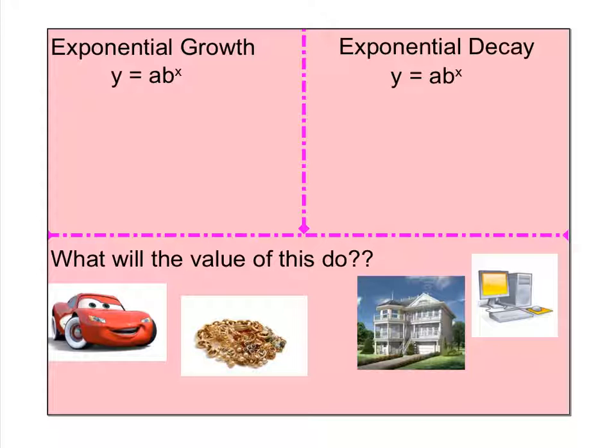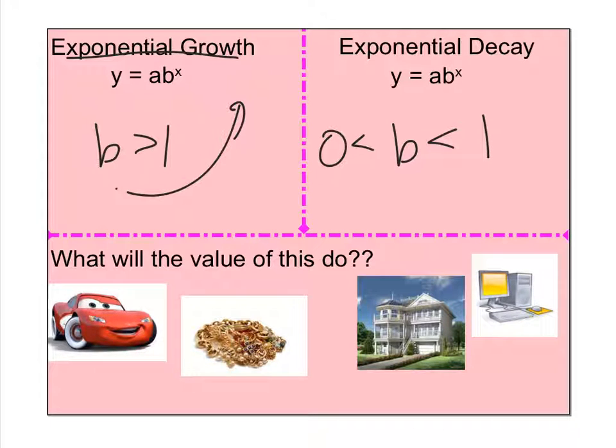So growth is going to be if b is greater than 1, and decay is going to be if b is less than 1 but bigger than 0. Growth means it's going to swing up like this. Decay means the graph's going to swing down like this. So what will the value of a car do? That's going to decay.